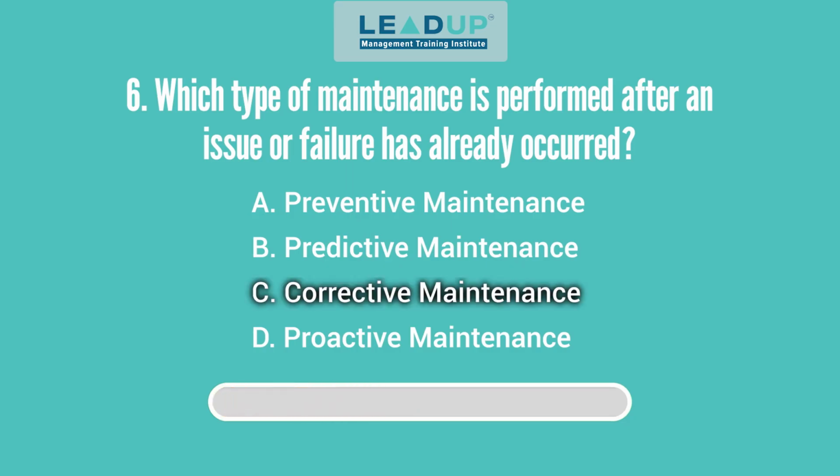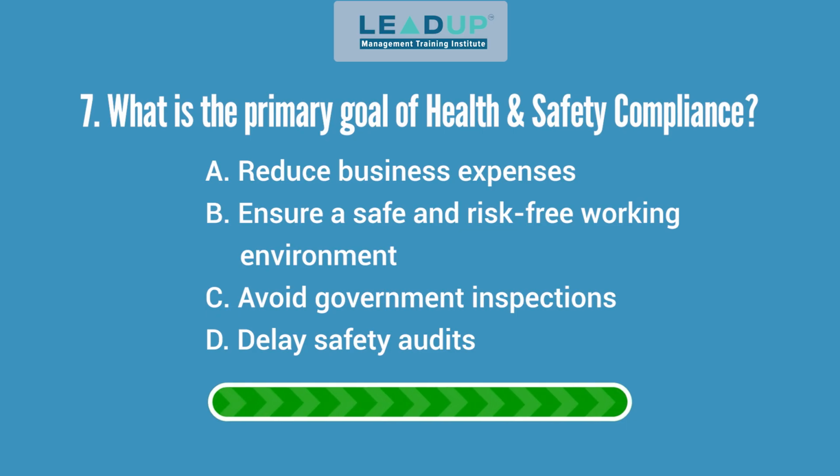Answer: corrective maintenance. Question 7. What is the primary goal of health and safety compliance? A. Reduce business expenses. B. Ensure a safe and risk-free working environment. C. Avoid government inspections. And D. Delay safety audits.